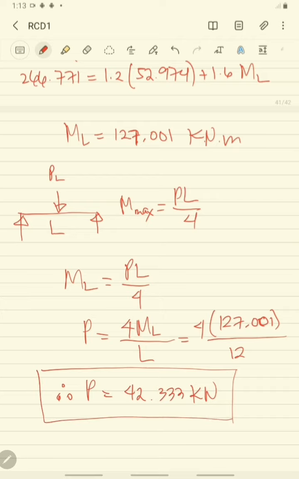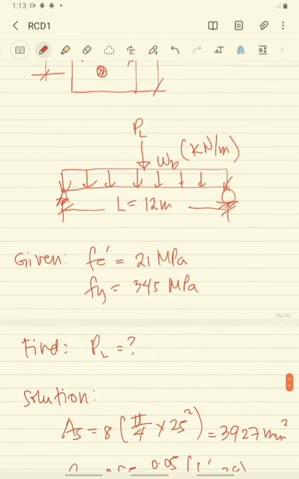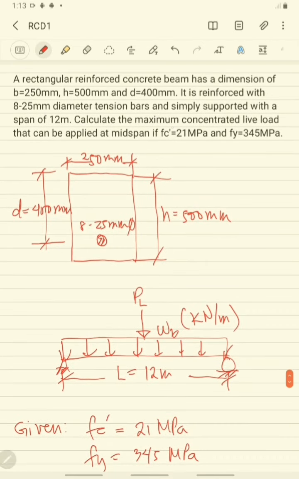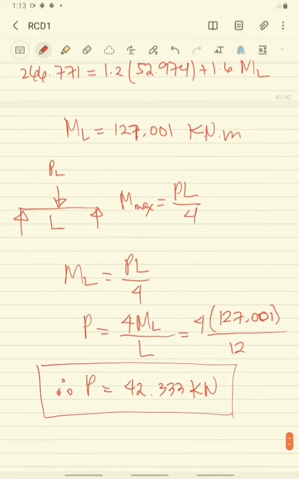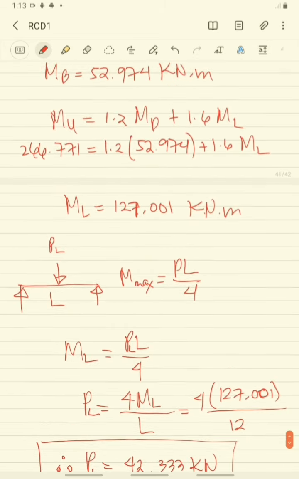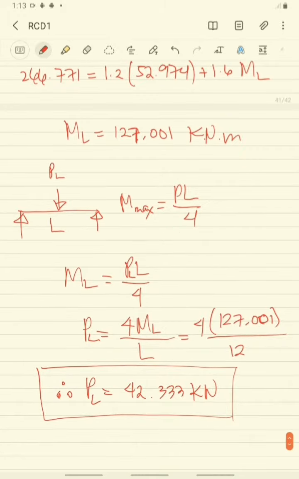You have to encircle or box your final answer. In this problem, we need to find the maximum concentrated live load, which is at the midspan. So the answer is equal to 42.33 kilonewton. I hope you understand this problem, and thank you for your time.